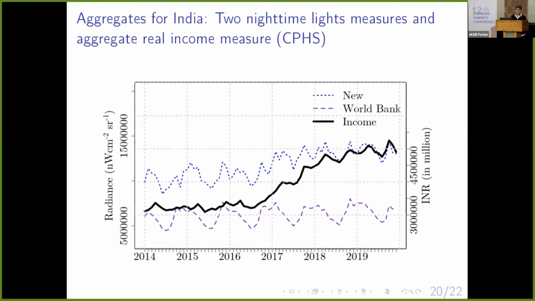And just to link it back to the ground truth story, the black line is income for India for these years on a monthly basis. Our scheme is way up there. It shows that India is doing a lot better than the income captured from the ground, but it's doing better than the World Bank scheme, which is the purple line at the bottom, which actually looks like there's no growth in income in India at all.